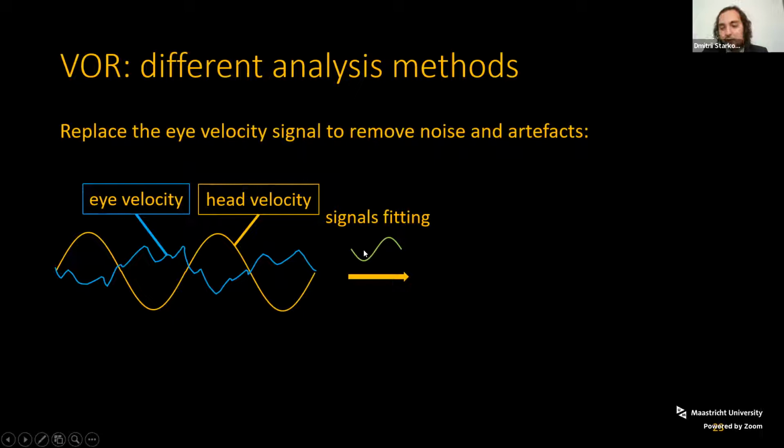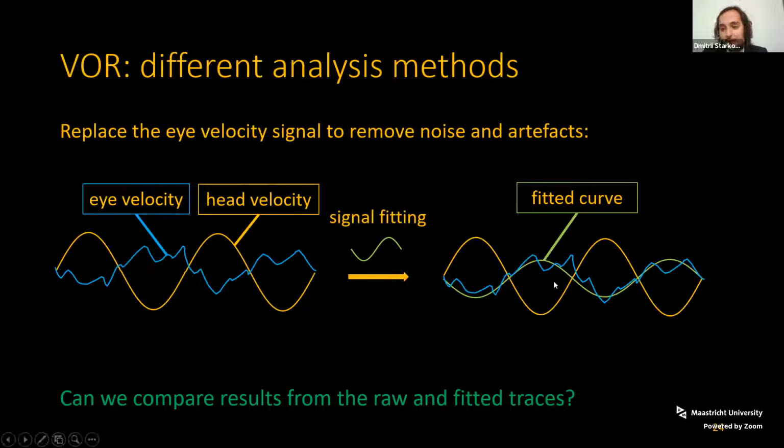Because if we know which trace, which outcome we already expect, we can reconstruct an artificial curve and then fit it to the real outcome. And the best fit curve in this case is considered as the outcome. And from this curve, we calculate all the parameters.